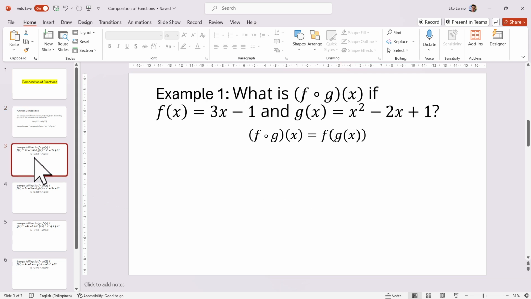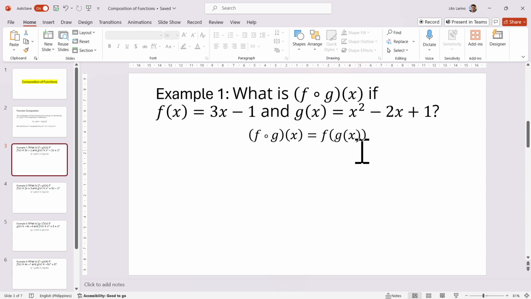Let's have example 1. What is f composed of g of x if f of x is equal to 3x minus 1 and g of x is equal to x squared minus 2x plus 1? So again, that is f composed of g of x is equal to f of g of x.